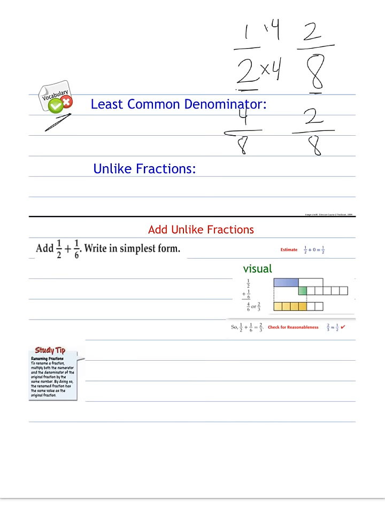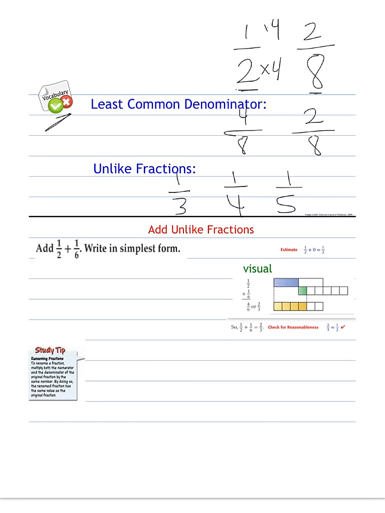Now, unlike fractions, before we had like fractions where they had the same denominator. Now we're looking at unlike, which means that they have different denominators. So 1/3, 1/4, 1/5, these are unlike fractions. So when we are adding unlike fractions, we need to have a least common denominator for them.